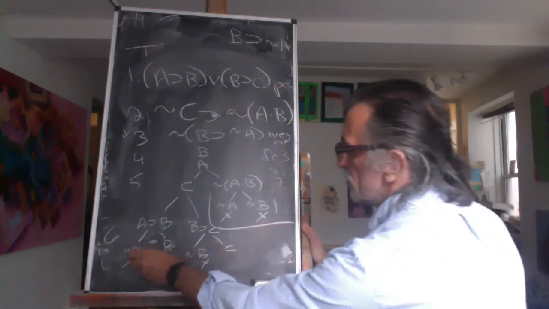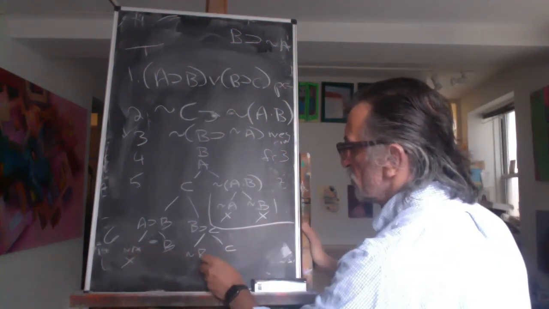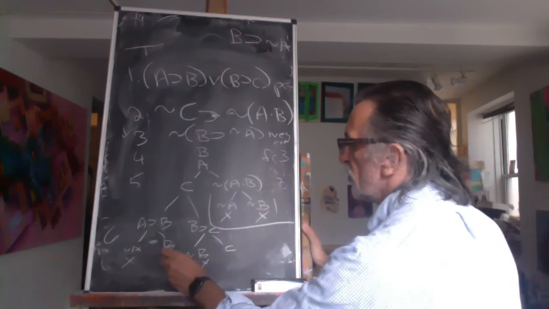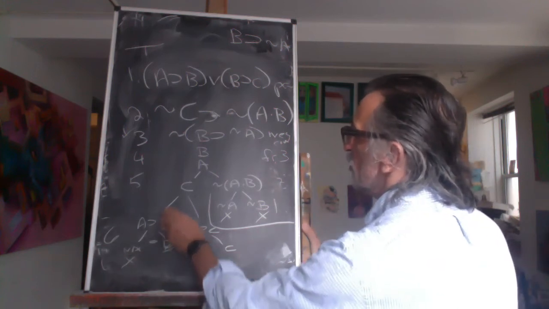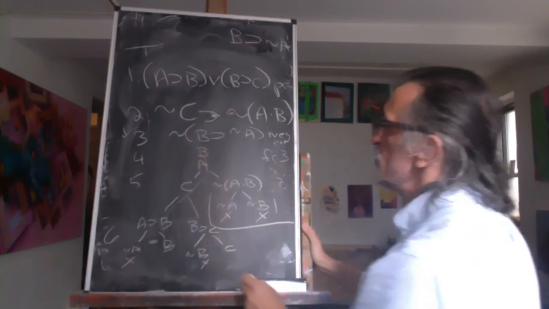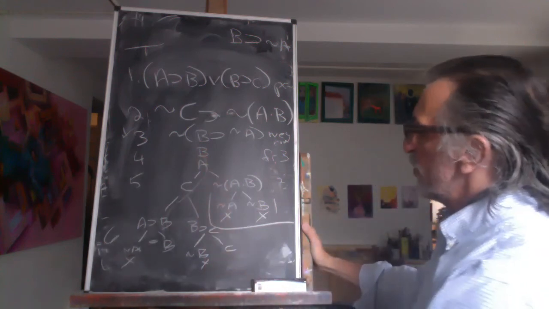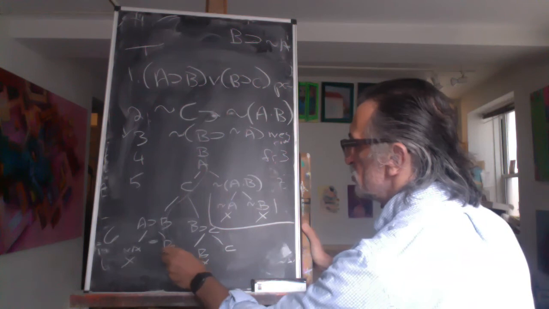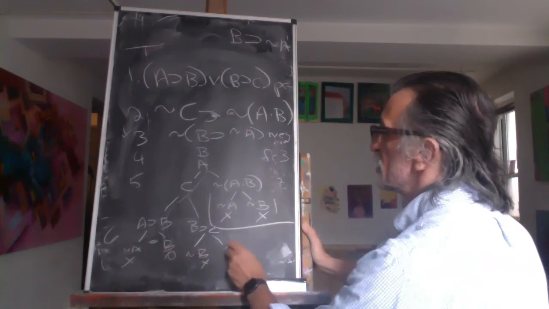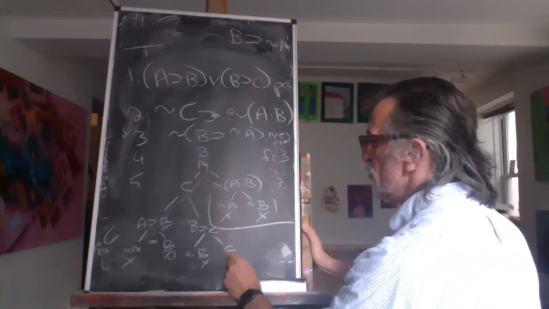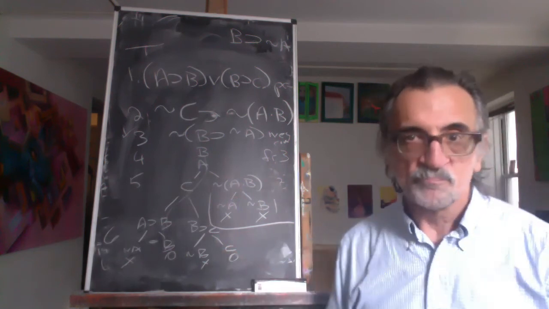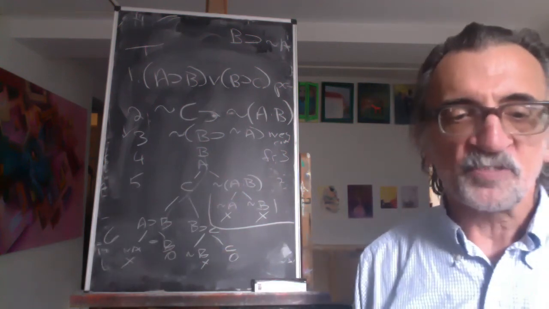This path closes off. What about the B? No, we look up, there's no not B anywhere in the set of premises. What about the C? There's no negation there, no not C. So that was an invalid argument.